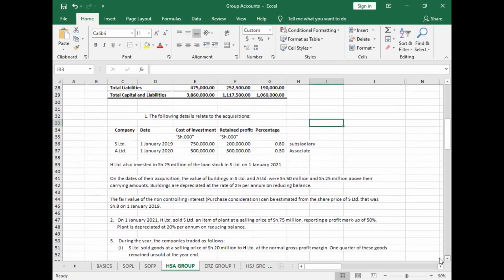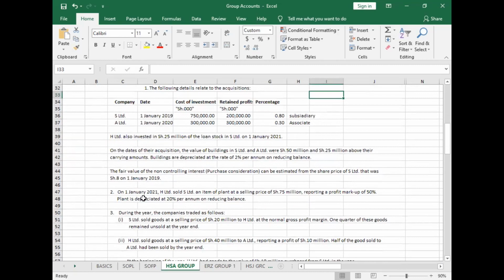Then on January, sold an item of, so this one will result in unrealized profit on sale of fixed asset. I told you the adjustments are very common, isn't it? Unrealized profit on sale of fixed asset, isn't it? An item of plant, isn't it? It will result again in depreciation overcharge. This one will result in depreciation undercharge.